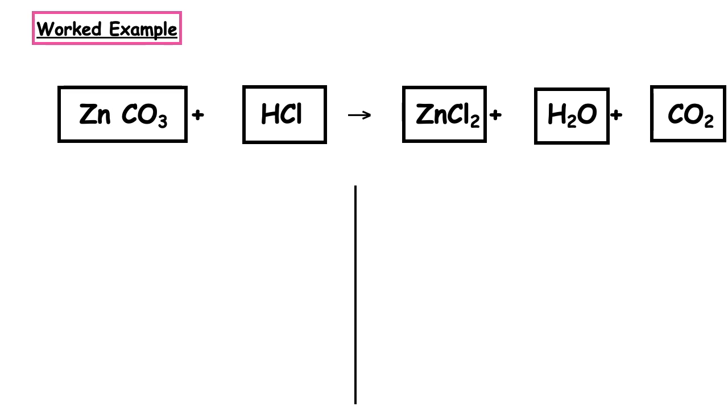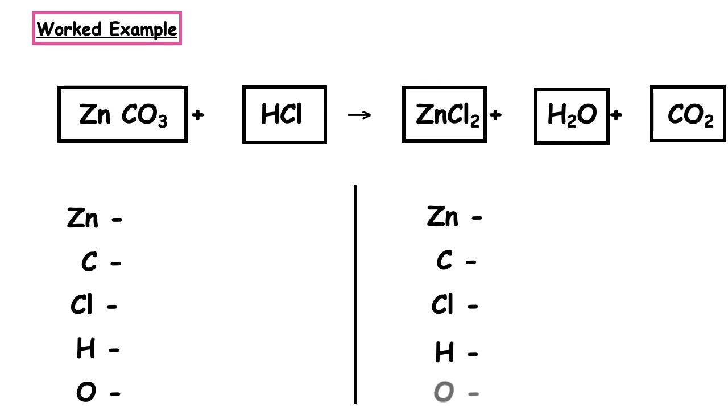So when we're writing our shopping list, we'll start off with zinc, which has the chemical symbol Zn. Carbon, which is C. Chlorine, which is Cl. Hydrogen, which is H. And oxygen, which is O. Remember, we do all other elements, then hydrogen and oxygen last. We mimic that on the other side.